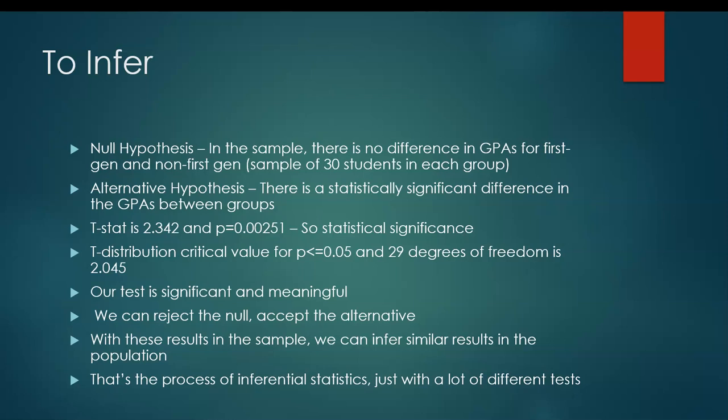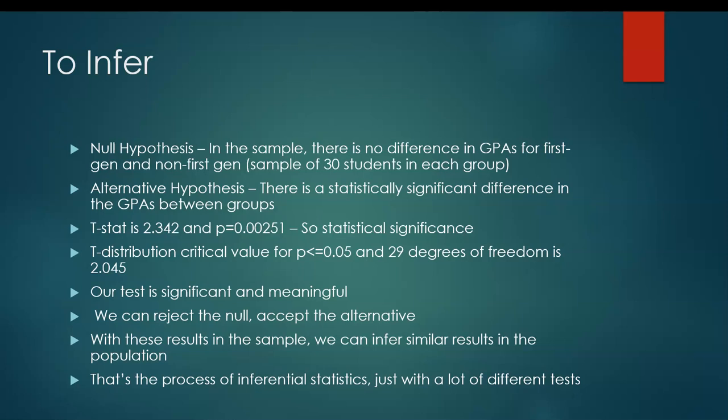That's test number one. Now we have to check the t-distribution and determine what the critical value is when we're using a p-value threshold of 0.05 and 29 degrees of freedom. And we determined that that critical value is 2.045. We looked it up in the table.